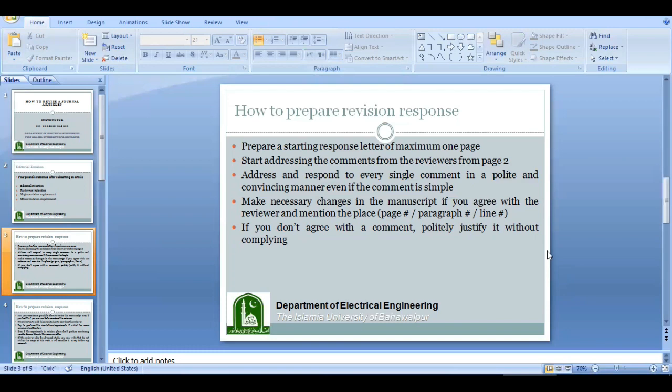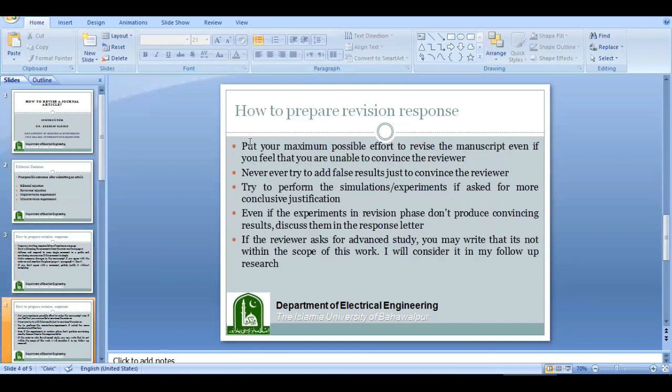So there is no problem with that. Another point is that you should put your maximum possible effort into revising the manuscript, even if you feel that you are unable to convince the reviewer. Sometimes the reviewer asks you to verify the fundamental principle of the topic, and if you feel you will be unable to convince the reviewer with the help of experiment or simulation, you must still put maximum possible effort into revising the manuscript and convincing the reviewer.